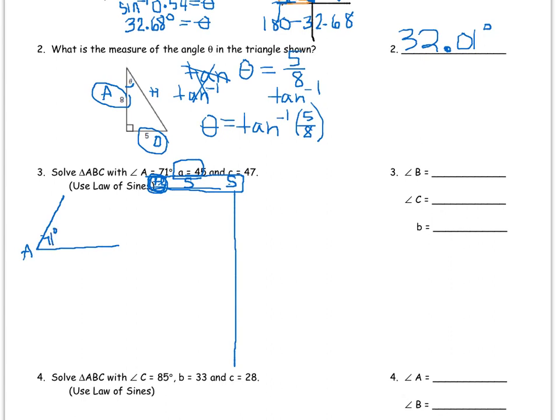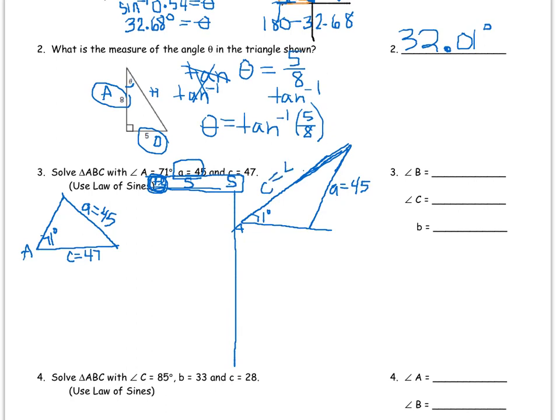I know side A must be across from angle A, so I could do it like this, with my longest side being on the bottom. So across from this, a equals 45, and that would put my longest side, 47, down here on the bottom. Or my other option, I could have my longest side go on the top of my triangle. I'm going to still have this be angle A, 71 degrees. And across from angle A, this is my longest side. Side a would be 45, angle A is 71, and then my longer side, my c, could be over here.